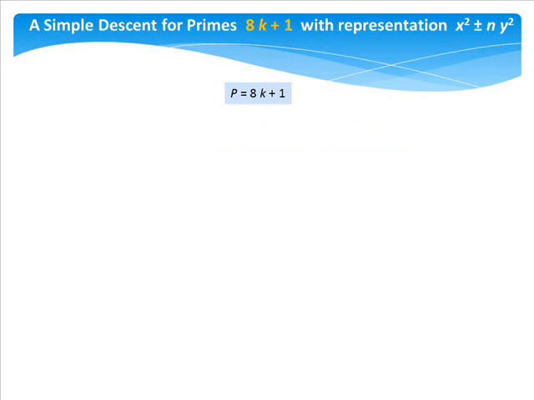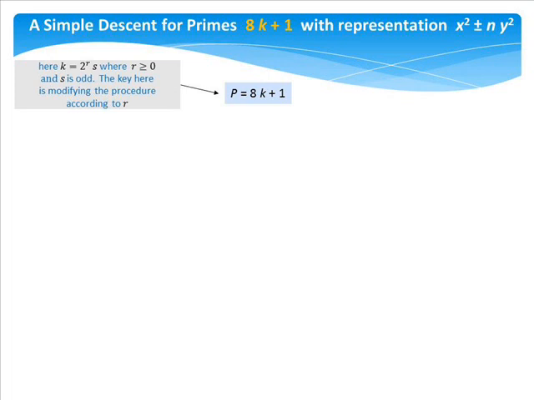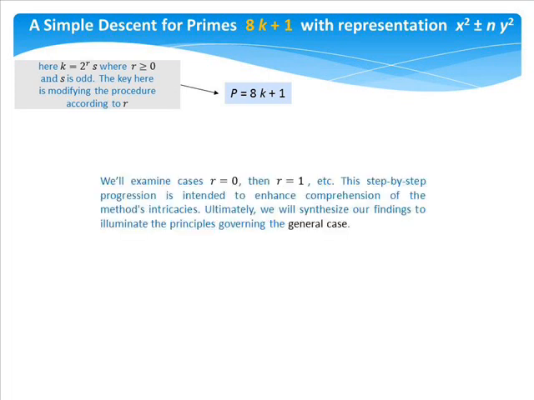Notice that the form is 8k plus 1, so k may be even or odd. This can be concisely expressed as k equals 2 raised to r times s, where r is equal or bigger than 0 and s is odd. The key here is modifying the procedure according to r. We'll start slow, first examining where r equals 0, then progressing to r equal 1, and so forth. Ultimately, we will synthesize our findings to illuminate the principles governing the general case.